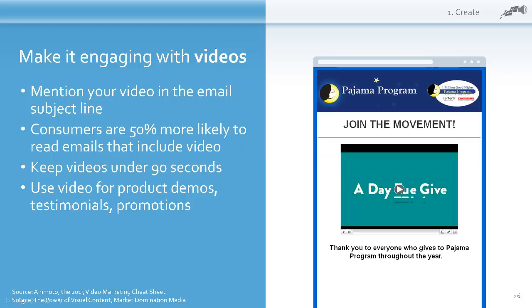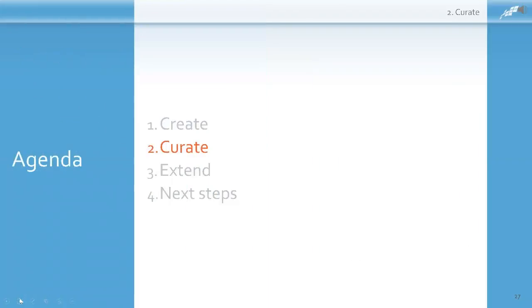If you have some specific action that you want a reader to take, for example, register for an event, you should choose text and pictures rather than video, because using a video in this case will lessen the likelihood that your reader will take that action, because when they click on the video, they're going to be taken over to YouTube to watch the video.